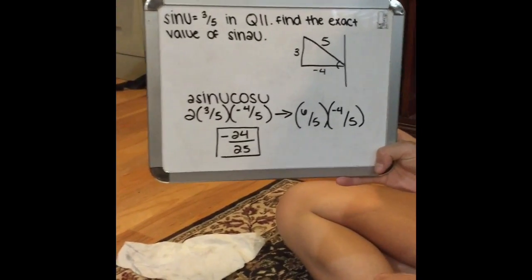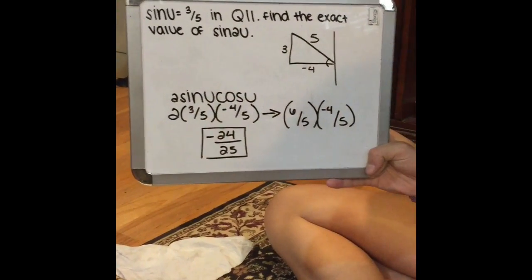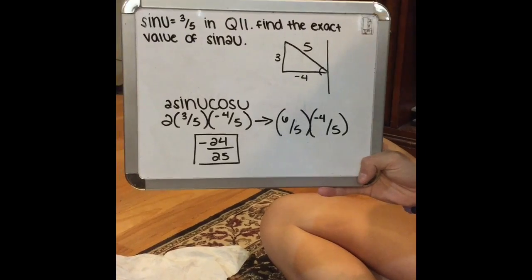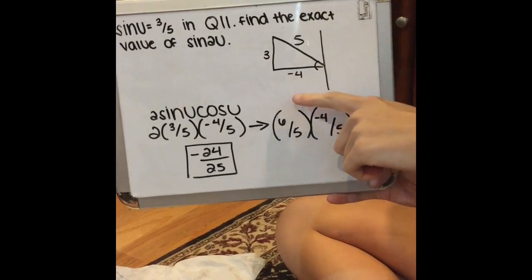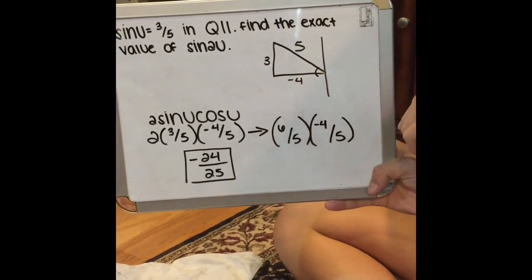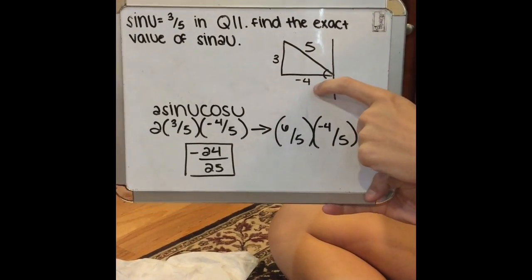So the problem is sine u is 3/5 and it's in quadrant 2. So find the exact value of sine 2u. So we drew our triangle, which is in quadrant 2, and you know it's a 3, 4, 5 triangle. So this one is negative because of where it is on the graph.